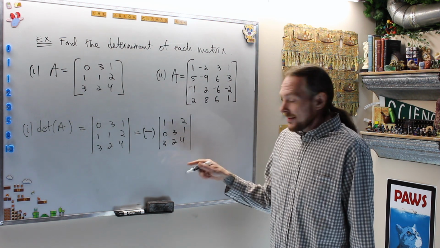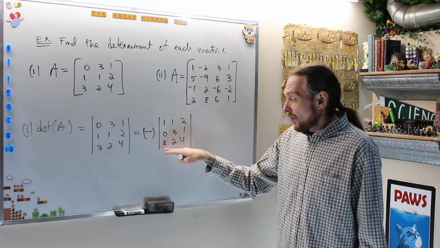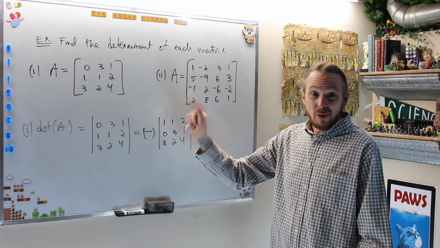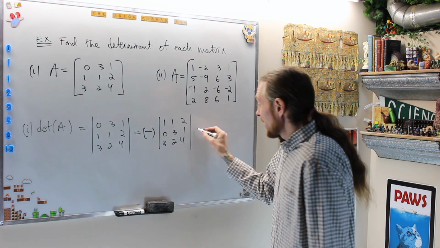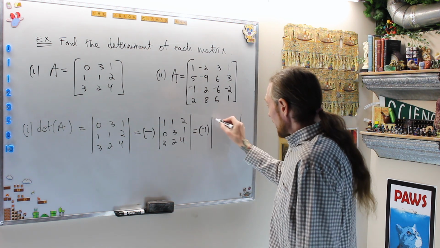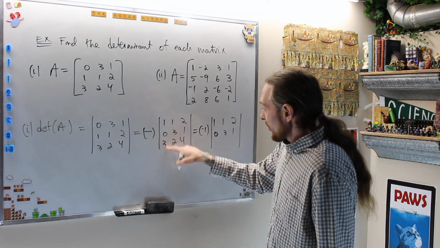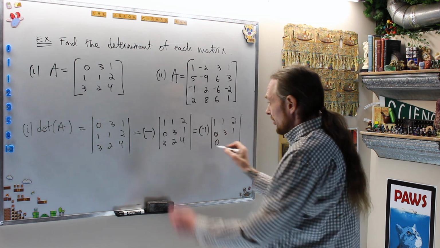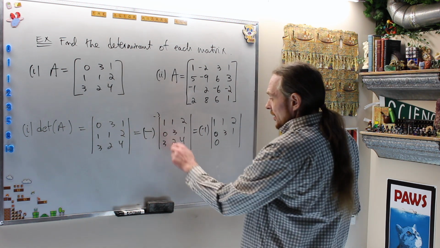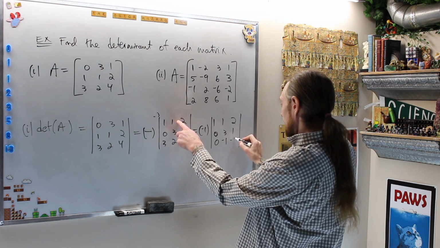Now, the safe operation that we're allowed to do is I can replace row 3 with row 3 minus 3 row 1, and that won't change the determinant at all. So I'm going to do that now. That's negative 1 times this, negative times, what am I going to do? 1, 1, 2, 0, 3, 1. And now 3 minus 3 is 0. 2 minus 3 is minus 1, and 4 minus 6 is negative 2.